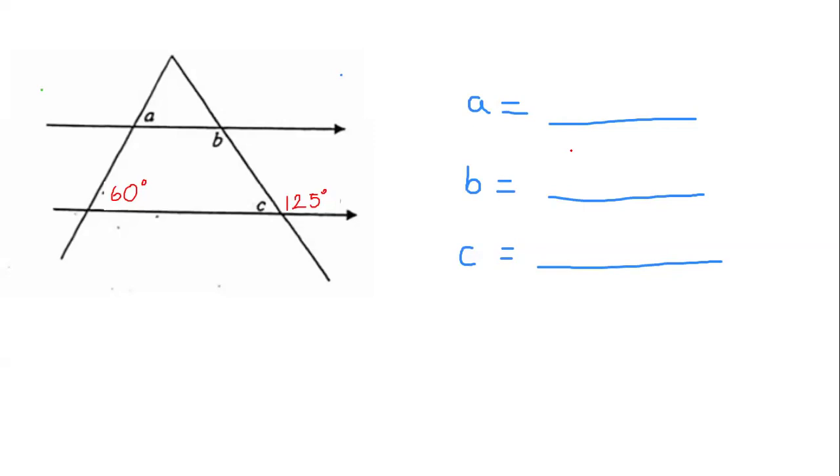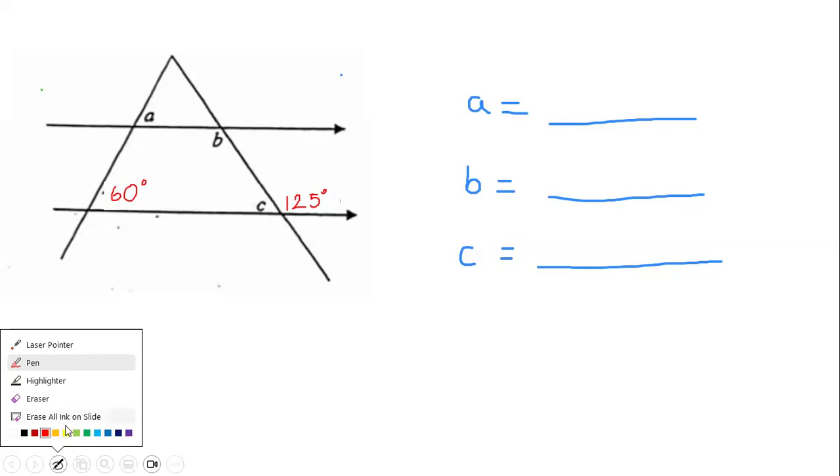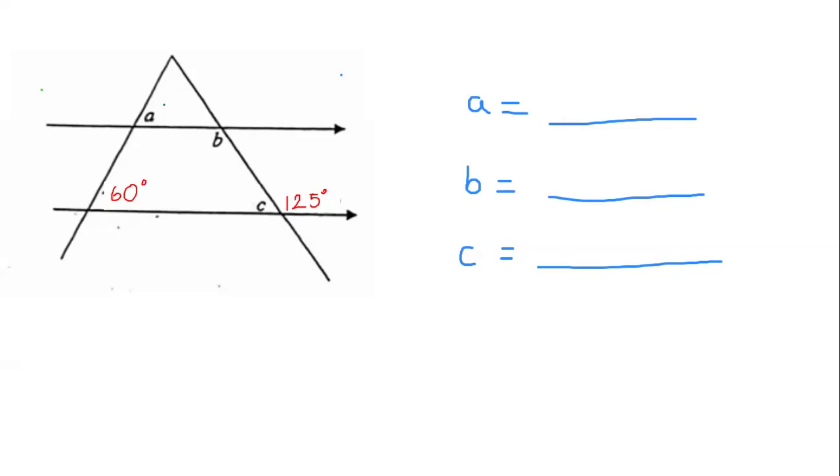Okay, what do we have for A? A is 60 degrees. Why is A 60? Because it's the same as the one at the bottom. I know, but what's the reason? Because they're corresponding angles. Corresponding angles are what? Equal. And what shape do they form? An F shape. Very good.